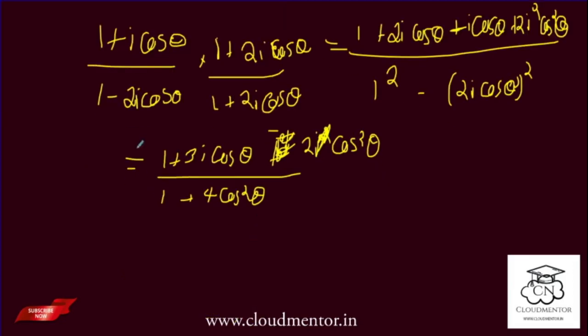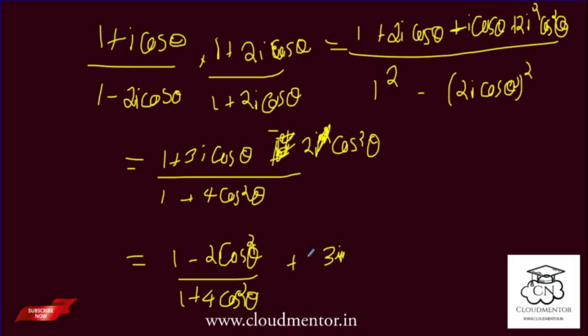Here we can split it into the real and imaginary parts. The real part includes those terms which do not have i, that is 1 minus 2 cos square theta divided by 1 plus 4 cos square theta, and including i, that is plus 3i cos theta, or i taken out, i of 3 cos theta divided by 1 plus 4 cos square theta.